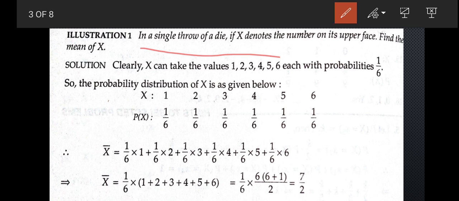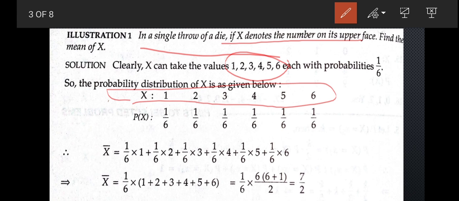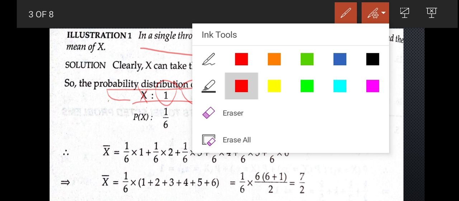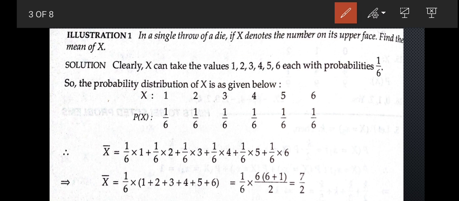In a single throw of a die, if x denotes the number on its upper face, what are the possibilities? Suppose you are throwing a die, we can get 1, 2, 3, 4, 5 or 6. Out of these six numbers we can get any one. So this is the discrete random variable x, whose values are x1, x2, x3, x4, x5 and x6.